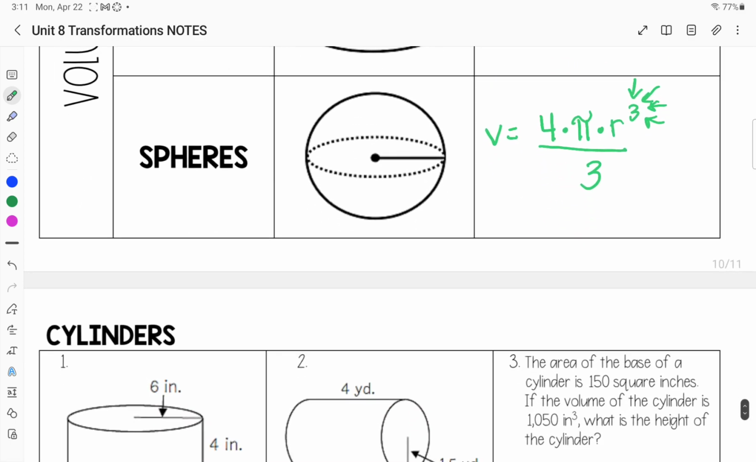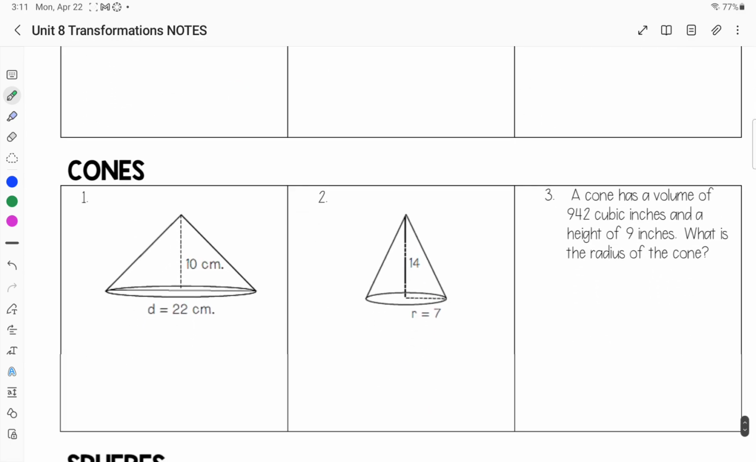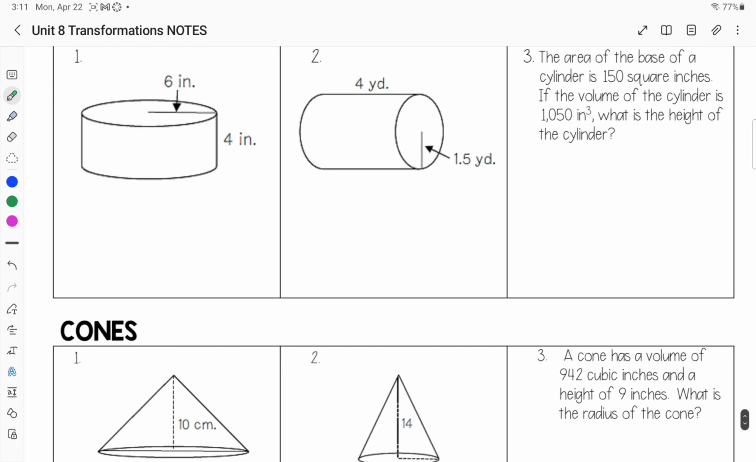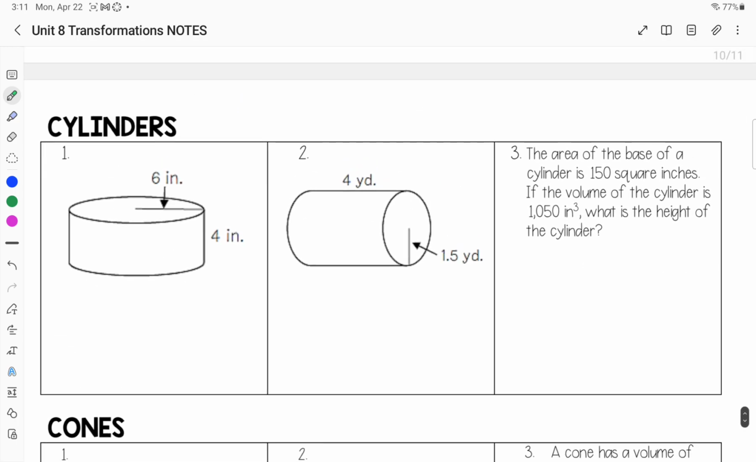All right, so here's what we're going to do. We have cylinders, cones, and spheres that we're going to be looking at. There are two things that we need to find on cones and cylinders, and those are the height and the radius. Remember, my radius is always attached inside that circle. So this is my radius. This is my height. Radius is inside the circle.